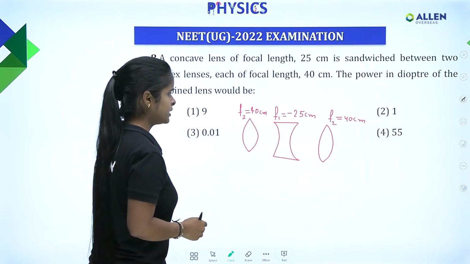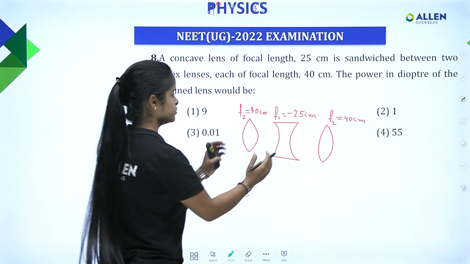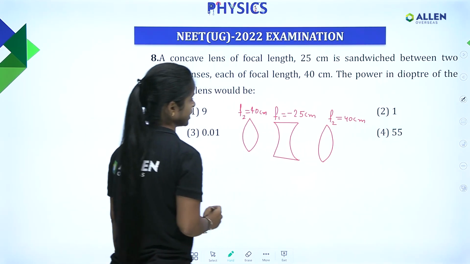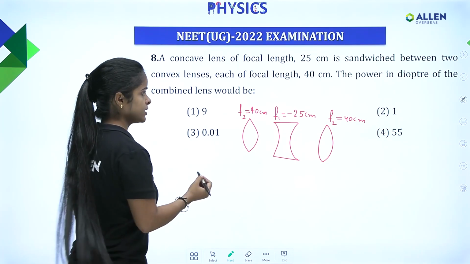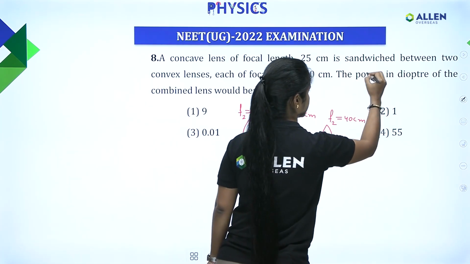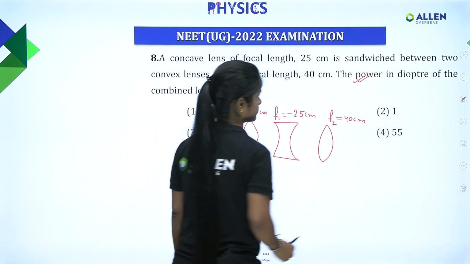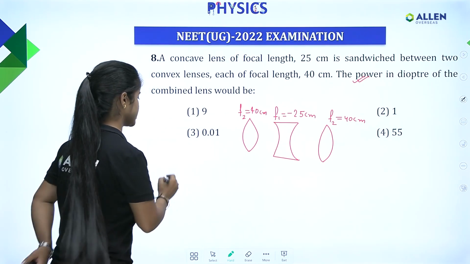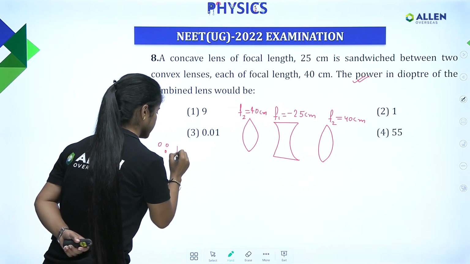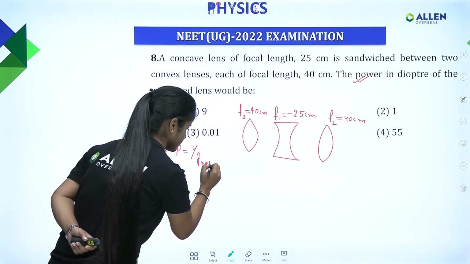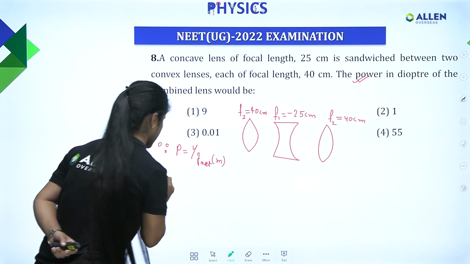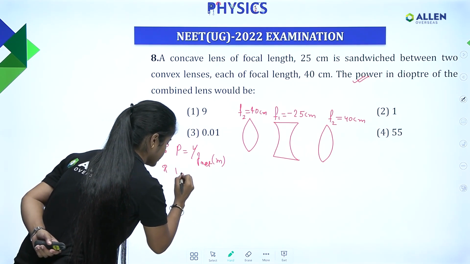Now, in the next step, we have to combine all of them and find out the value of the net focal length, right? And then at the end, our aim is to calculate net power, right? So, in this condition, as it is known to everyone, P equals 1 by F net in meter, right? And 1 by F net.